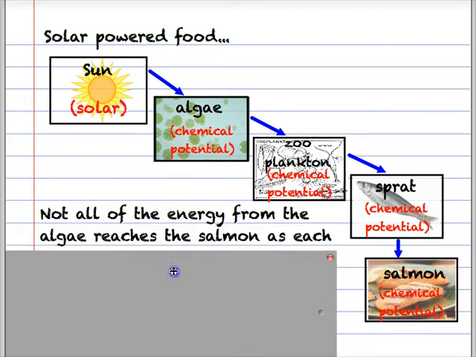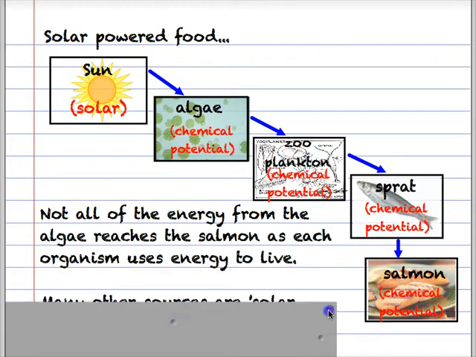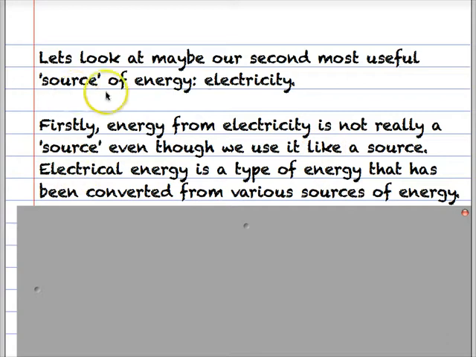But not all of the energy from the algae reaches the salmon, as each organism uses energy to actually survive. So energy is wasted, if you like, along the way. Many other sources, as I mentioned, are also solar-powered as well. So after food, let's look at maybe our second most useful source of energy, and that might be electricity.